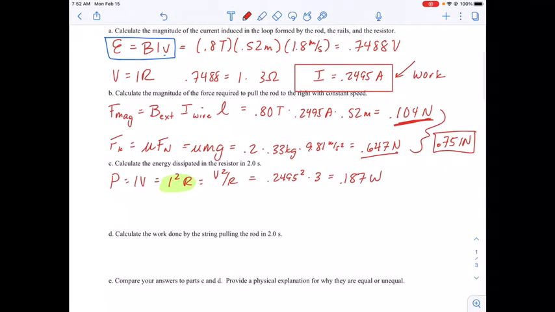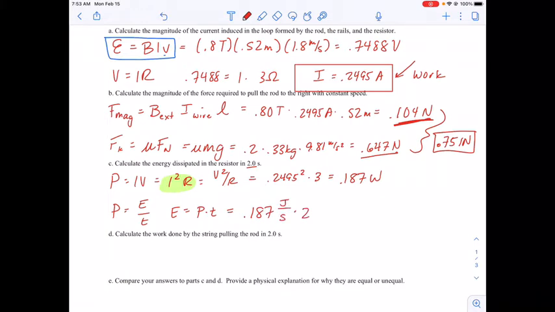Okay, so that's the power dissipated in the resistor. We know that power is energy over time. So energy is power times time. The time is 2 seconds. So we've got 0.187 watts, a watt is a joule per second, times 2 seconds. When we multiply that out, we get 0.347 joules.